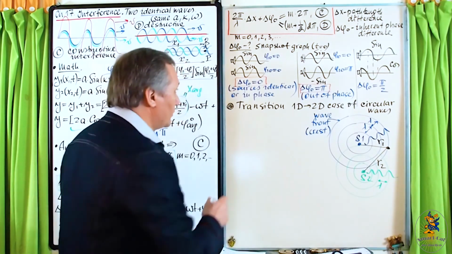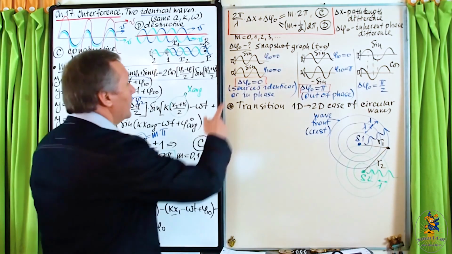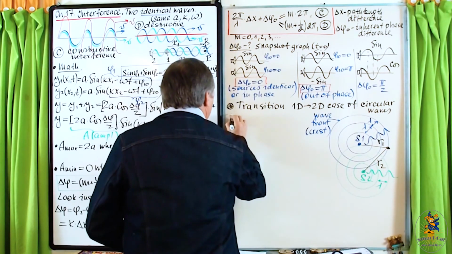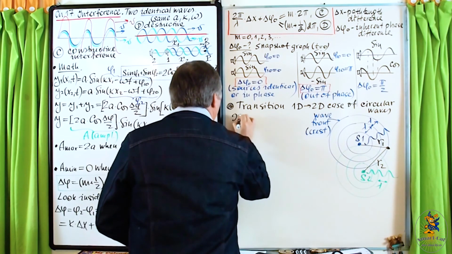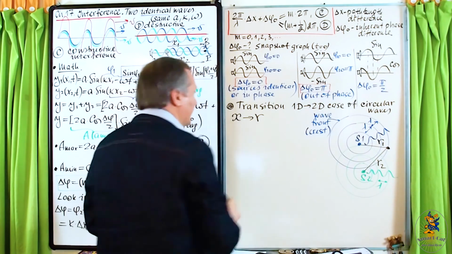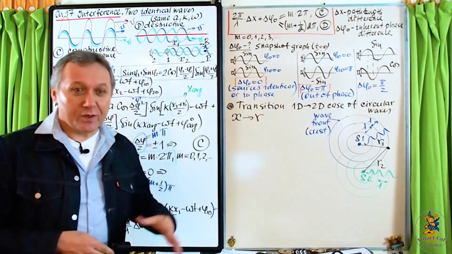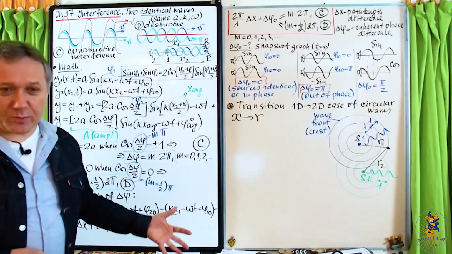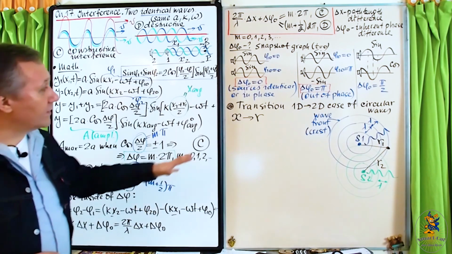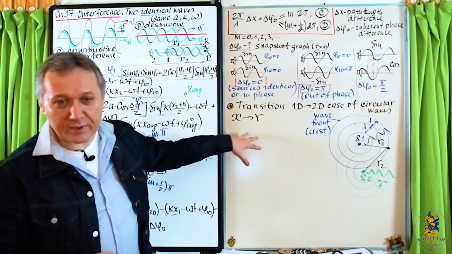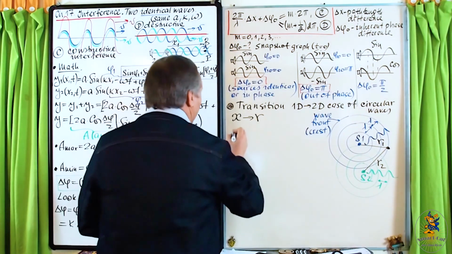So now, after presenting these circular waves, we can rewrite the condition. And the transition is very simple. As I said, we just need to replace X with R. That's it. That's why we started with the one-dimensional case, because it's easier to understand, easier to get through the math, and then transition to the two-dimensional case, just replace X with R. That's it.